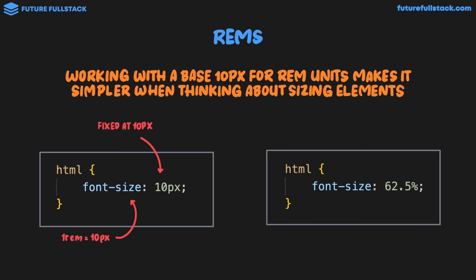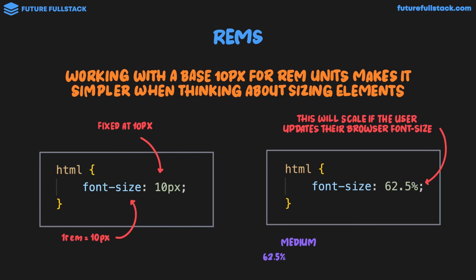And using a percentage value like this means we can use the different font sizes and just apply 62.5% to each of them. So this will scale if the user updates their browser font size. Looking at some mathematical examples, for medium, 62.5% times 16 pixels is 10 pixels, which is the value we want. And for very large screens, 62.5% times 24 pixels is 15 pixels.